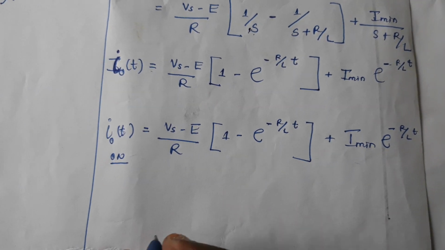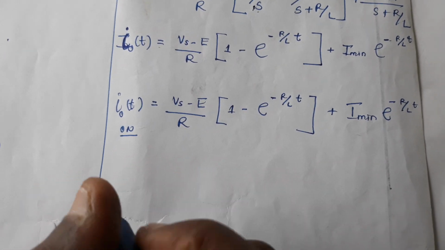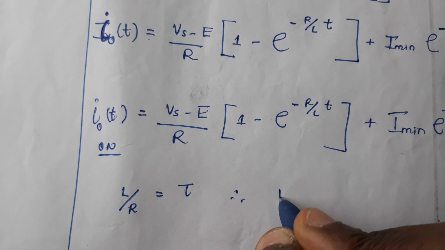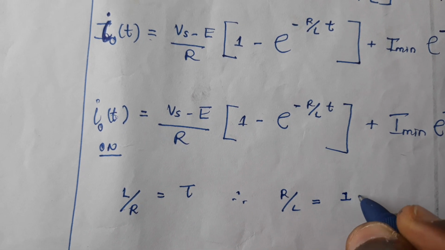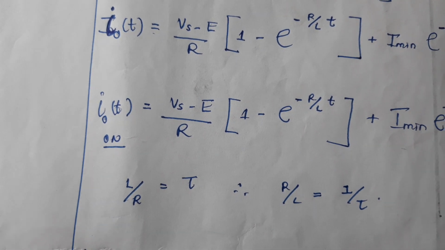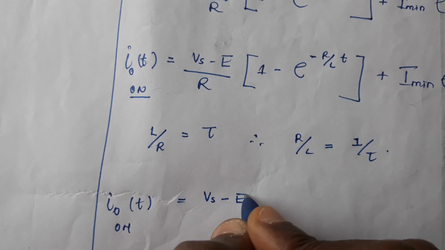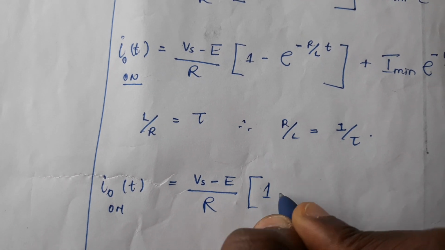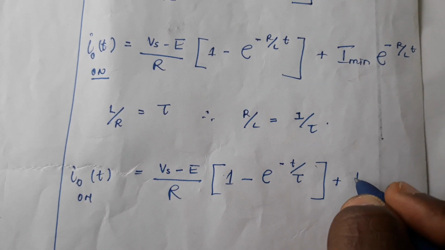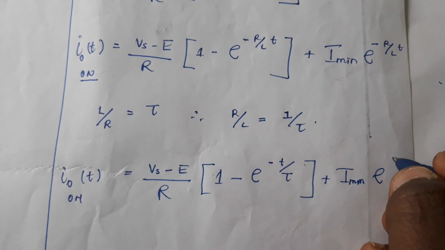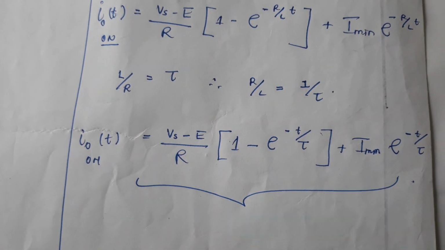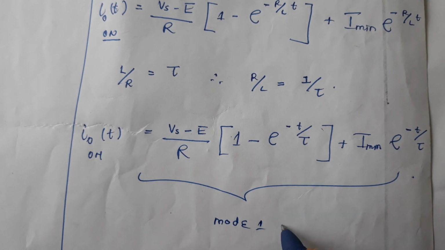There are some more notations which are used. L over R is usually noted as tau. Therefore, R over L can be given as 1 over tau. So we can find the expression for the current in mode 1 written that way. So Vs minus E over R, 1 minus exponential minus T over tau, plus exponential minus T over tau. So this is the expression for the instantaneous current in mode 1, that is when the switch is on.